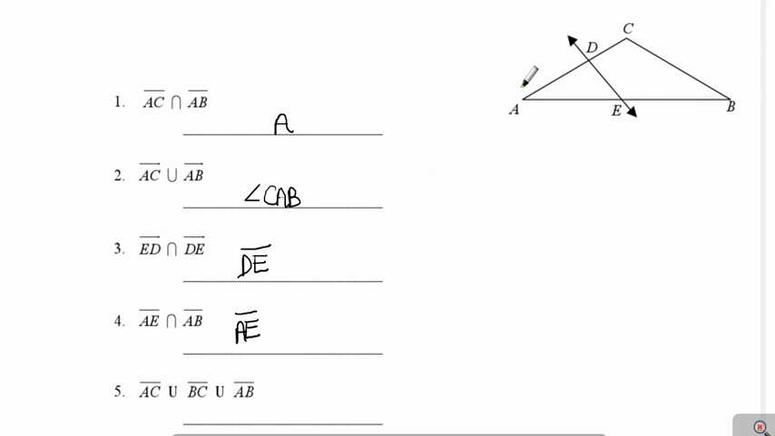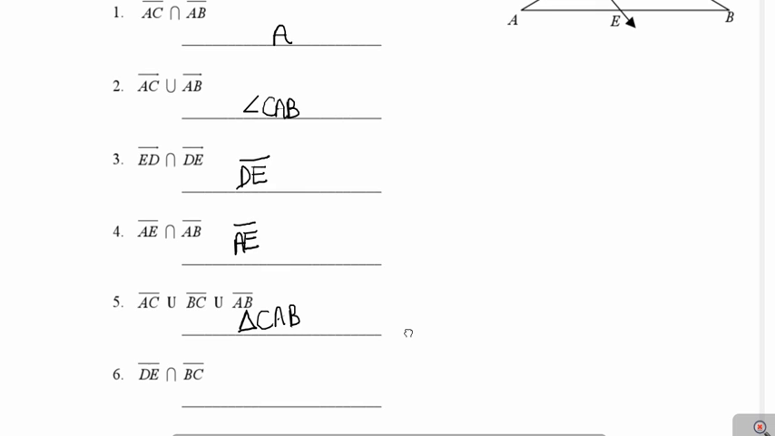Now if we look ahead to number 5, this is a union problem, and it's the union of 3 segments. So I'm going to use one color to highlight segment AC, one color to highlight segment BC, and then finally segment AB. So what do I get when I combine those 3 things? I get triangle CAB. So that would be our answer. And typically the union of 3 segments is always going to end up being a triangle.